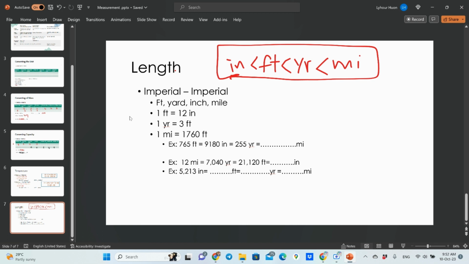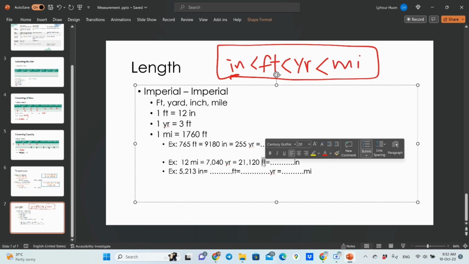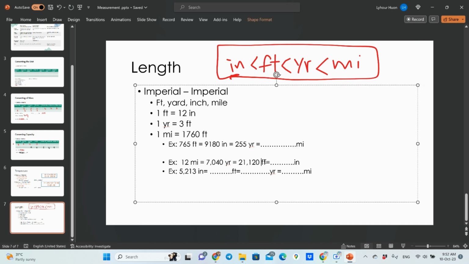Feet to inches. Feet to inches. Feet to inches is bigger to smaller. So bigger to smaller. Man, I still got a remainder. Smaller to bigger, no. Then multiply. Yeah, multiply. Bigger to smaller. This is bigger to smaller.